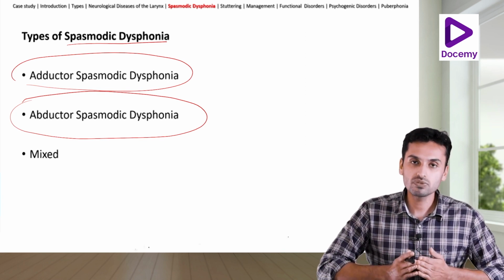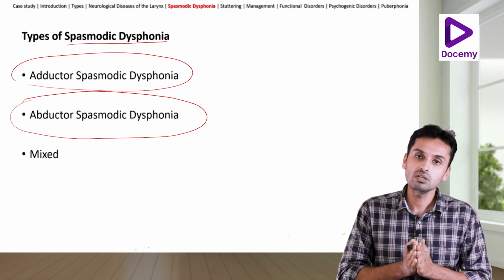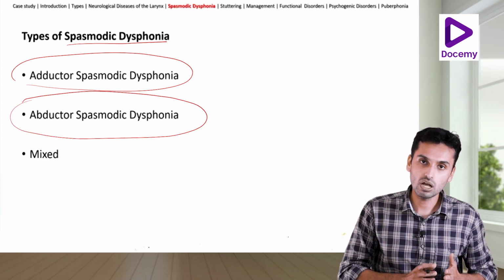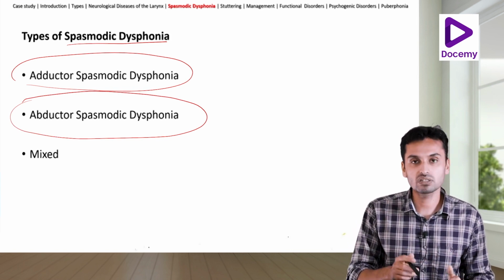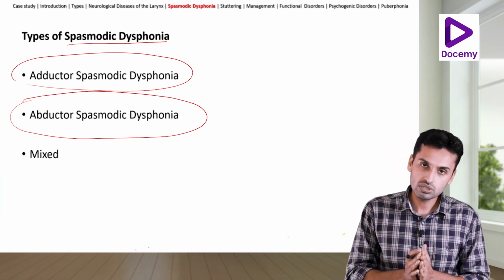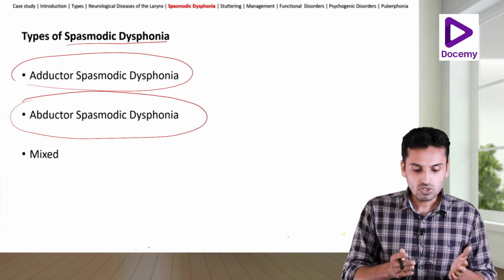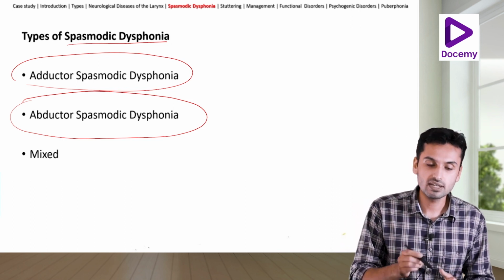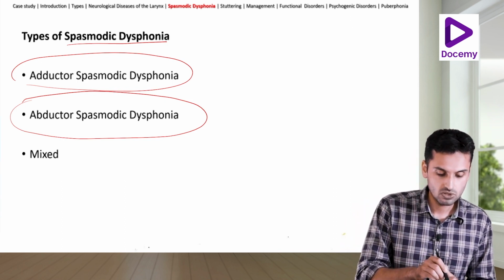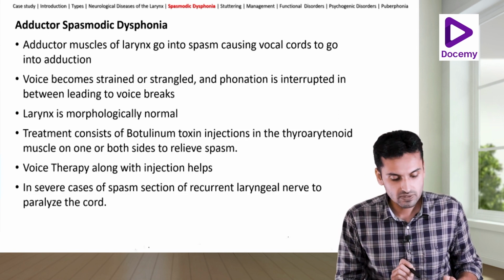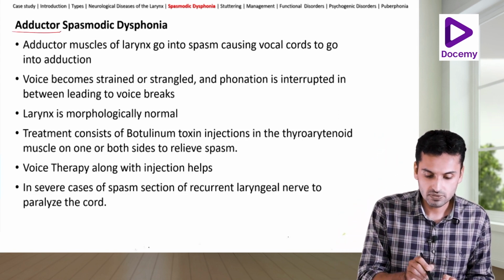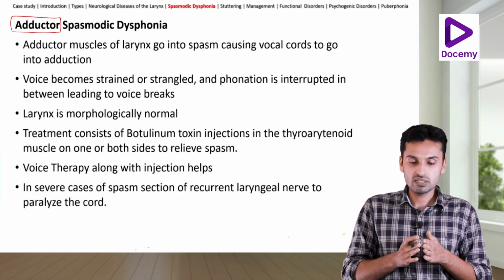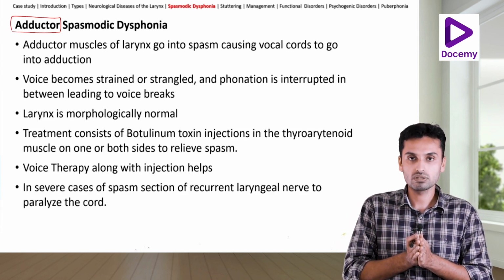So the only opener of the vocal cord is what? The posterior cricoarytenoid, the abductor. So if it involves the posterior cricoarytenoid muscle, it is known as abductor spasmodic dysphonia. If it involves the closers, the lateral cricoarytenoid or the thyroarytenoid muscle, then it is adductor spasmodic dysphonia. In adductor spasmodic dysphonia, the laryngeal muscles suddenly close the glottis, the glottic space closes.